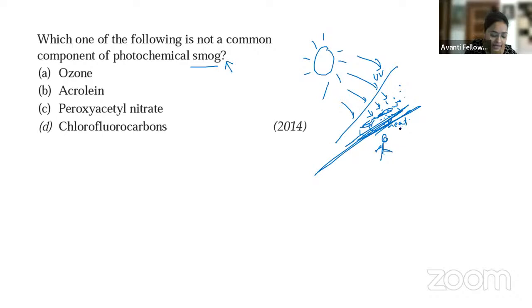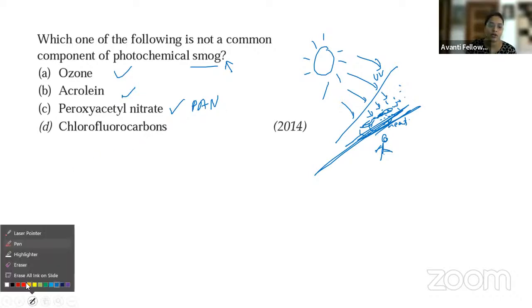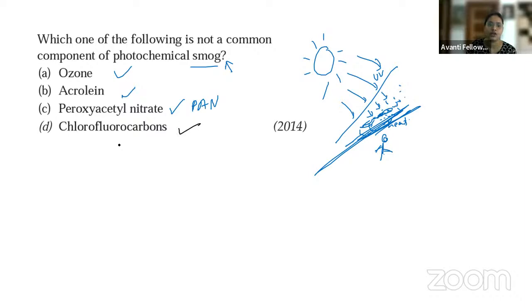So what is this? This is the sunlight. Sunlight is trapped here in this atmosphere, right? So that's why that is known as photochemical smog. The main components of this photochemical smog are what? Ozone, acrolein, and PAN, peroxyacetyl nitrite. These are the main components of photochemical smog. Chlorofluorocarbons are not a common component of this. So our correct option will be what? This one. Option D is the correct option.